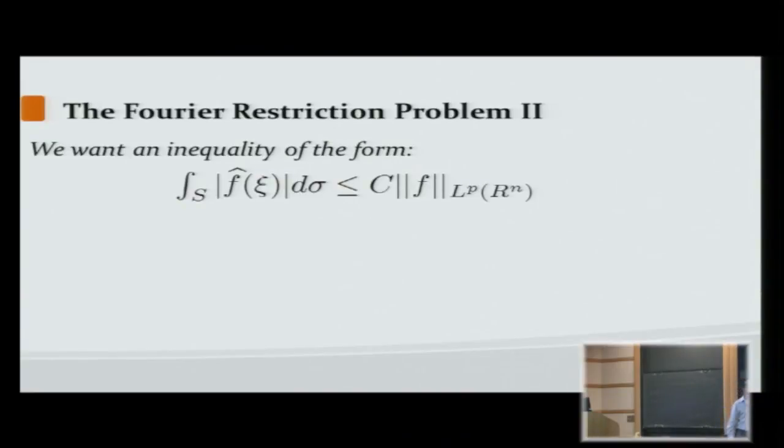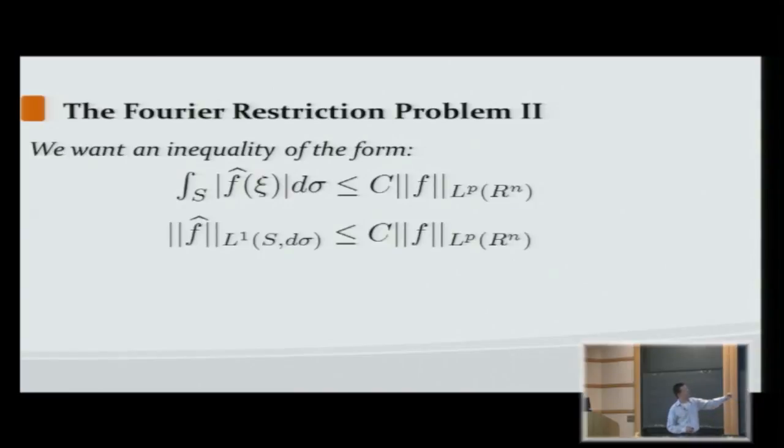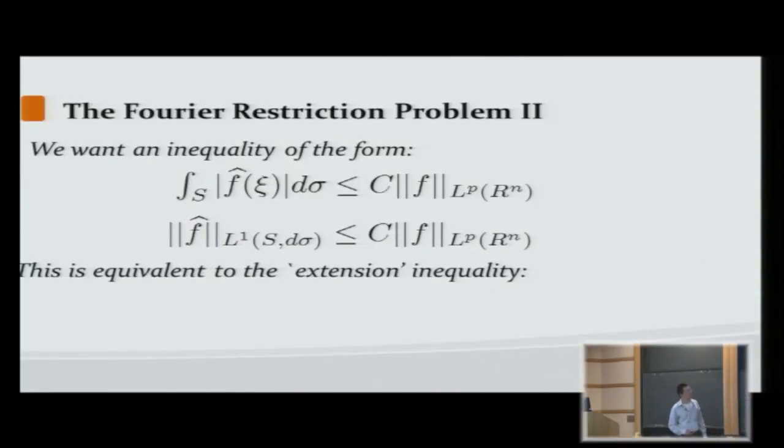And if I can prove an inequality of this form, then for any given function in LP, I can make sense of it on the paraboloid because I can extend a linear functional. And so we'd like to prove an inequality of this form where I start with a function on all of R^n, and I take the L1 norm of the Fourier transform restricted to my surface.